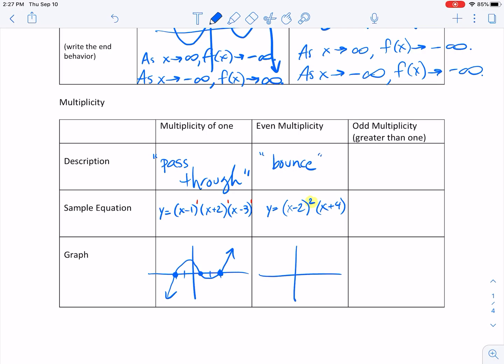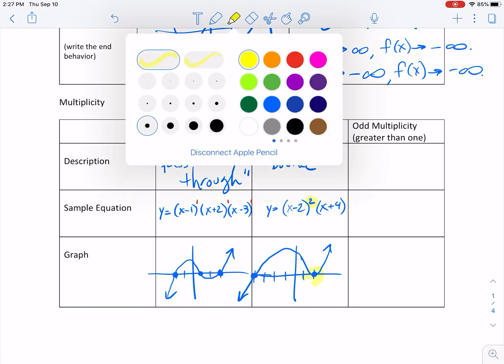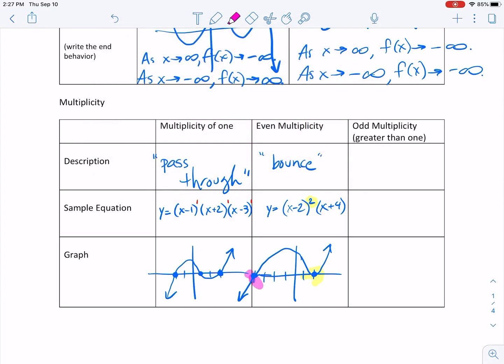Okay, and so on this one, we've got a zero at 2. We've got a zero at negative 4. Pretend I can draw. This is positive, so it's going to end up going in the positive direction. It's going to bounce here, and it's going to do something and then come down like that. And this one is the zero that has an even multiplicity. This one right here still has a multiplicity of 1.